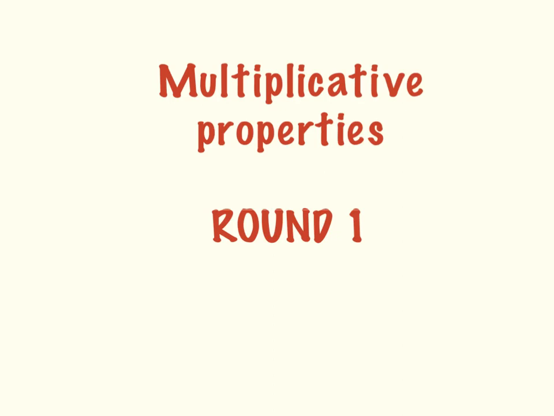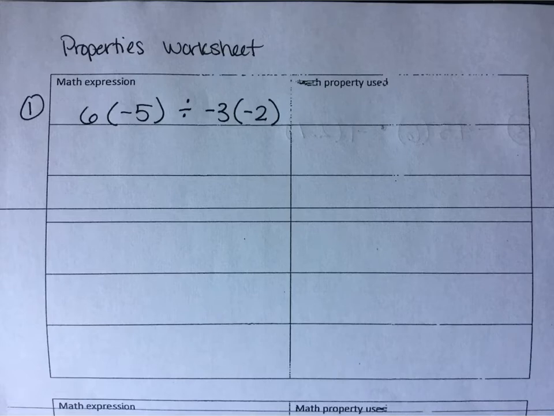Okay, I gave you guys a little bit of instruction yesterday about changing division to multiplication, so we're going to practice it right now. For the first problem, go ahead and write down 6 times negative 5 divided by negative 3 times negative 2. So the first thing we're going to do is we're not actually going to perform any properties yet. We are actually going to put all of our numbers over 1.